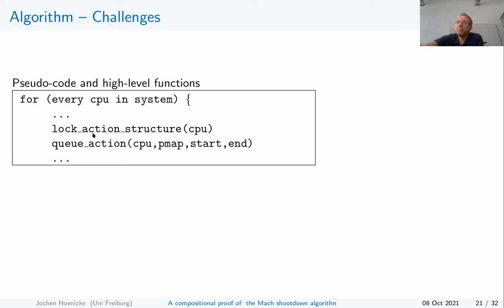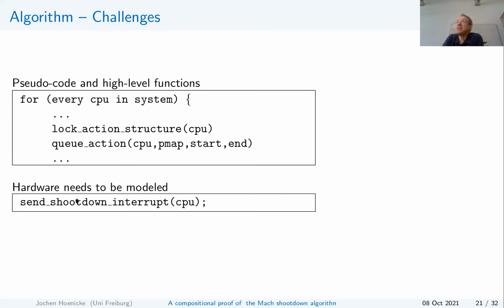Then there are some queues. There are lots of variables, and here we simplified it a bit and assume that always the whole TLB is flushed. So instead of queuing some actions to flush some parts of the TLB, we only queue the action to flush the whole TLB, and then we can use a Boolean variable here.